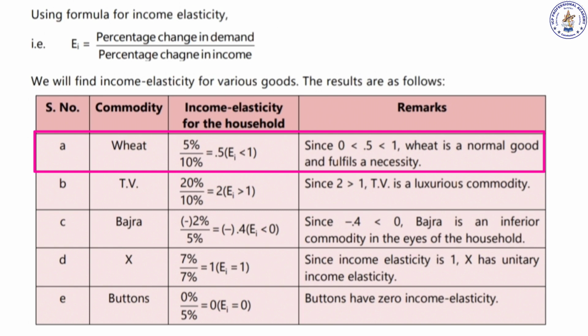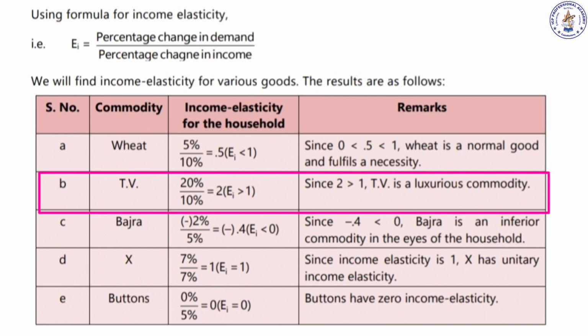Whereas in the next case, with a 10% rise in income, the demand for TV rises by 20%. Just a slight increase in the income had made the consumers move on to TV more. So applying the formula, 20% increase in the demand for TV divided by 10% of income gives you the quotient as 2. Now EI is greater than 1. So when it is greater than 1, the commodity is a luxurious commodity.